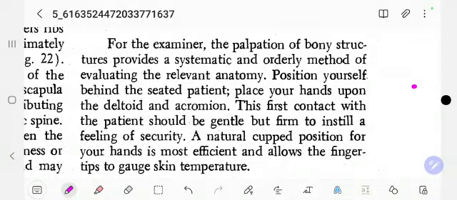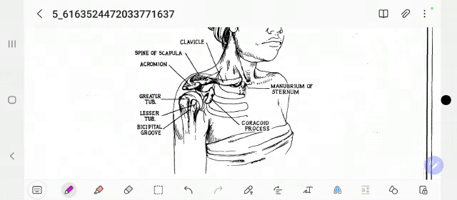Now, for palpation of bony structures, a systematic and orderly method is important for evaluation of relevant anatomy. You should position yourself behind the seated patient. Place your hands upon the deltoid and acromion. This first contact with the patient should be gentle yet firm to instill a feeling of security. A natural cup position for your hands is most efficient and allows the fingertips to gauge the skin temperature also.